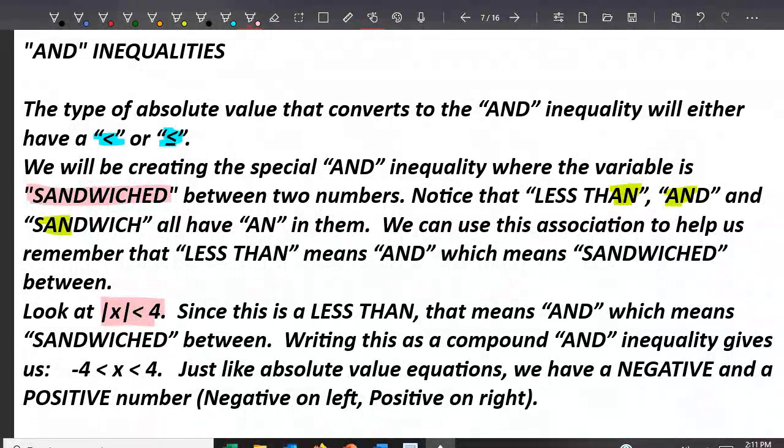So you take the X and you put two less than symbols. And since that's a 4, we put -4 on the left and +4 on the right. Put negatives on the left, positive on the right. So notice the X is sandwiched between those two numbers.